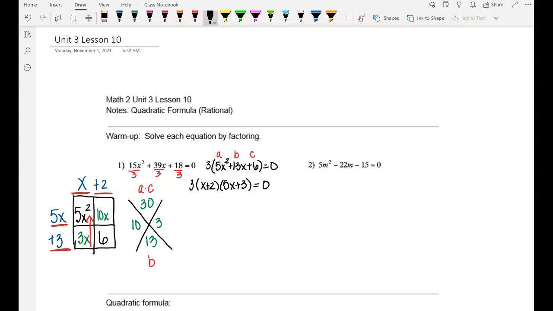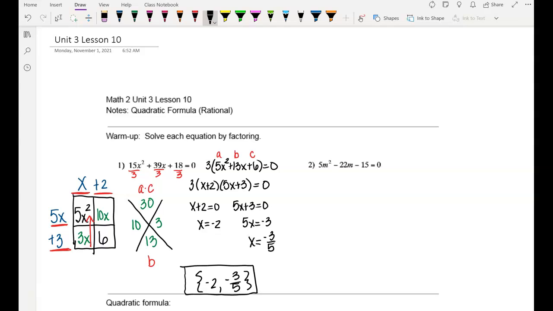To solve, I just have to worry about the two parentheses. I don't have to worry about the greatest common factor. So I say x plus 2 equals 0. 5x plus 3 equals 0. So x equals negative 2. 5x equals negative 3, so x equals negative 3/5. So my solution set is negative 2, comma, negative 3/5.